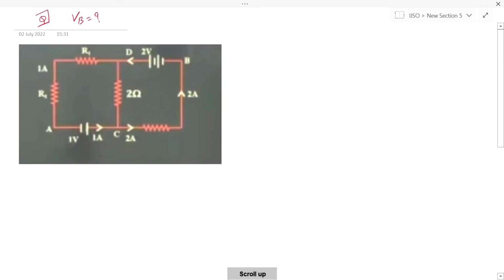Just try out this one. Find the potential at B. 2 volts, 2 ohms, V is equal to I R, 1 ampere downward. Where should we make zero? Let's keep this as 0. This will be zero, so this will be at higher potential, 1 will come, so this will be 1 volt.